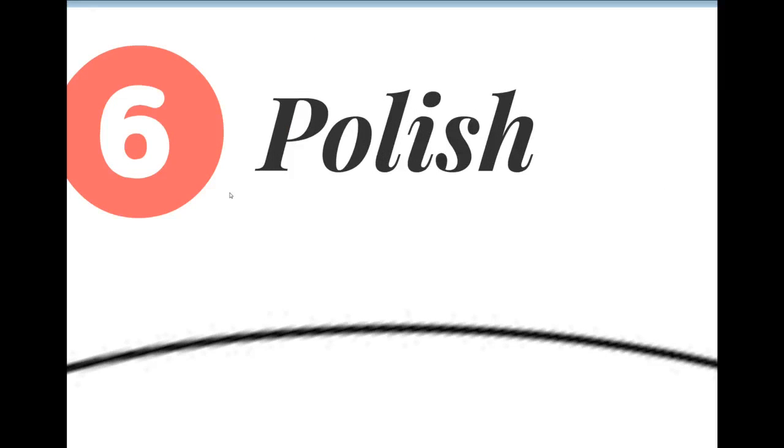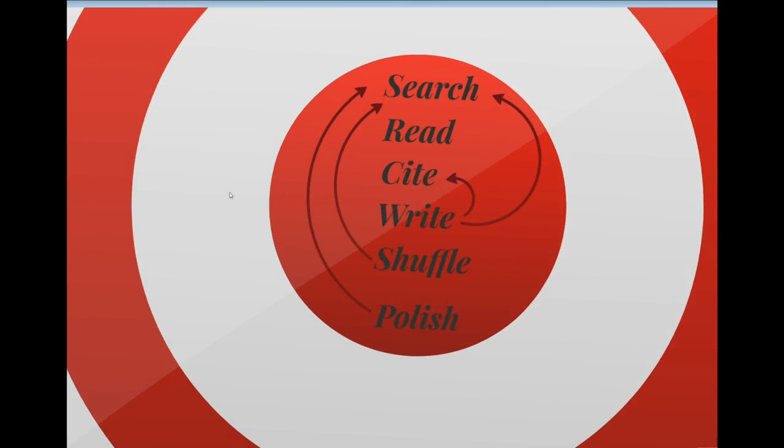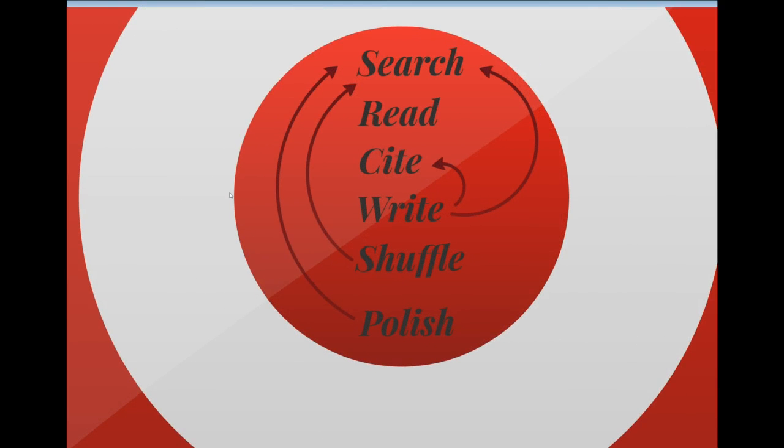polish stage, which is the final stage, where I actually start to massage these chunks of plagiarized material or these bullet points into a holistic paragraph or sentence. And that's it. That's how I do it. I search, read, cite, write, and shuffle in a big cycle. I'm often going back from writing to searching. If there's a gap in what I'm trying to say, I'll go and find some material to fill that gap. And I do all these things in a single flow.